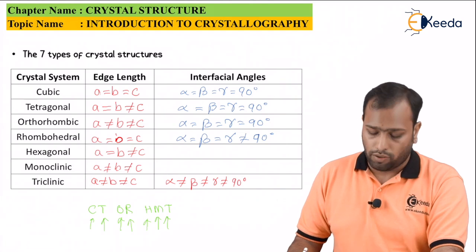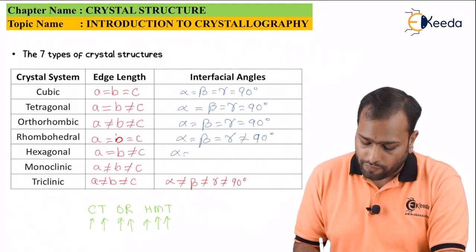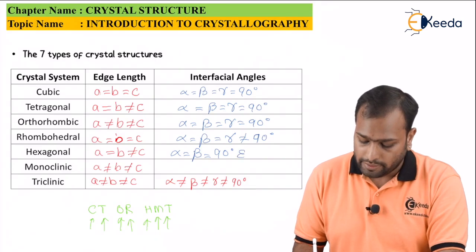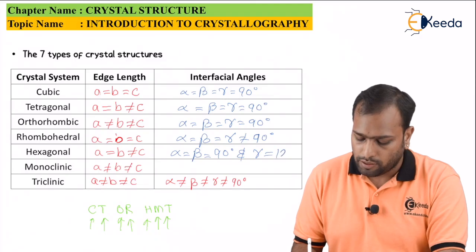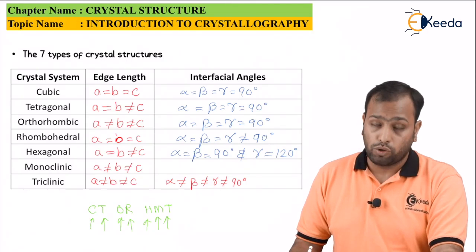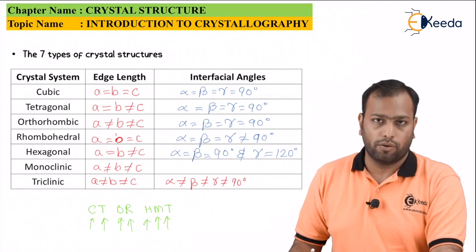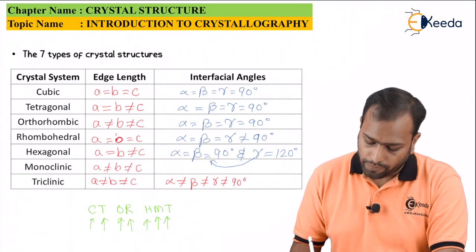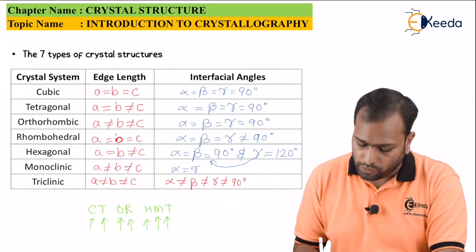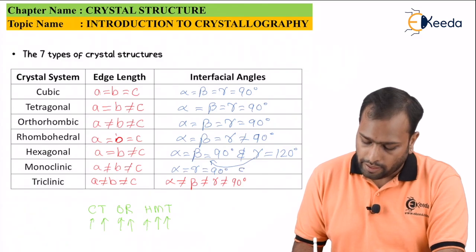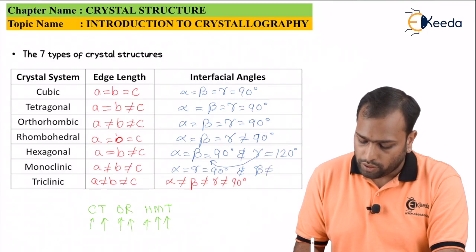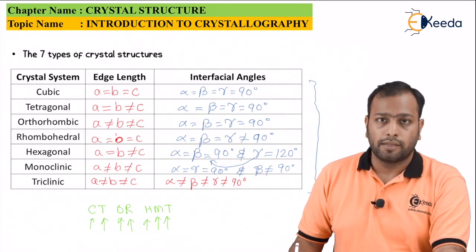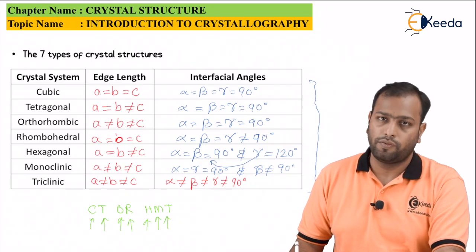Now, in hexagonal, you just need to know that one thing: alpha equals beta, which is equal to 90 degrees, but angle gamma is equal to 120 degrees. This is the most important thing that you need to know for hexagonal. Now for monoclinic, you just take this gamma from here to here. So it becomes alpha equals gamma equals 90 degrees and beta not equal to 90 degrees. Well, this is a trick to recall and memorize the lattice parameters of the 7 types of crystal structures.